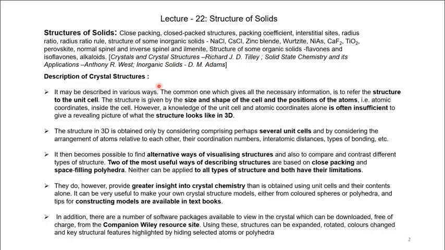About description of crystal structure, there are various ways to describe it. A very common one is that when we refer to a crystal structure, we refer to the unit cell. That means we state the size and shape of the cell, and the position of atoms, which we call atomic coordinates, inside the cell. But this description is not sufficient to reveal what the structure looks like in 3 dimensions.